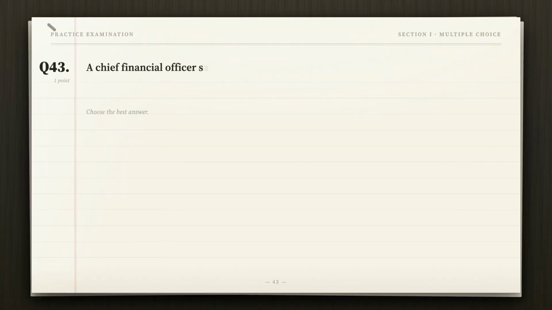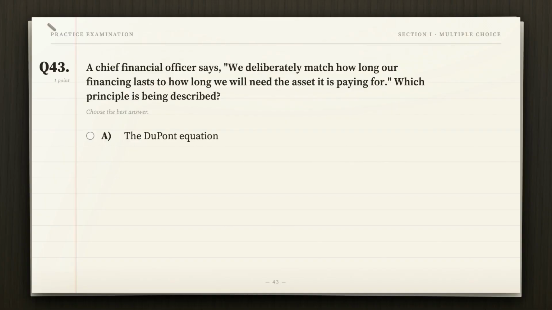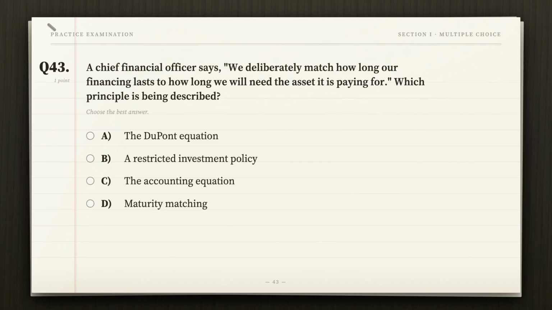Question 43. A chief financial officer says, we deliberately match how long our financing lasts to how long we will need the asset it is paying for. Which principle is being described? Your options are A. The DuPont equation, B. A restricted investment policy, C. The accounting equation, D. Maturity matching. Before I reveal it, which one do you think is right?